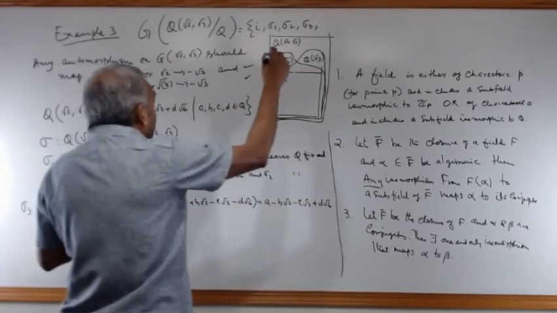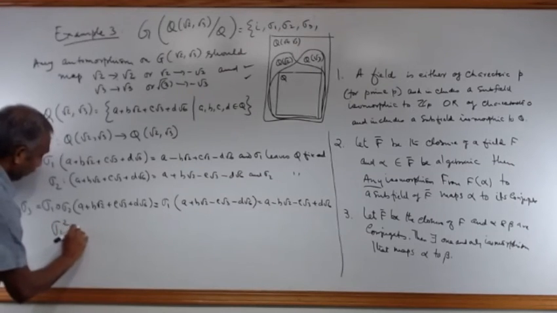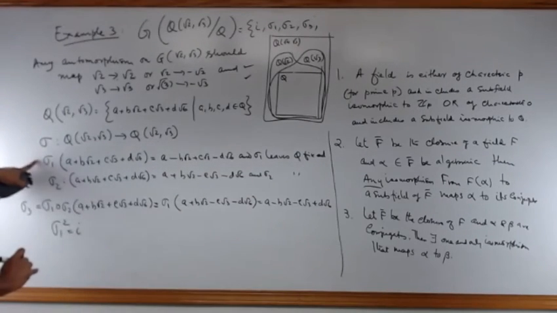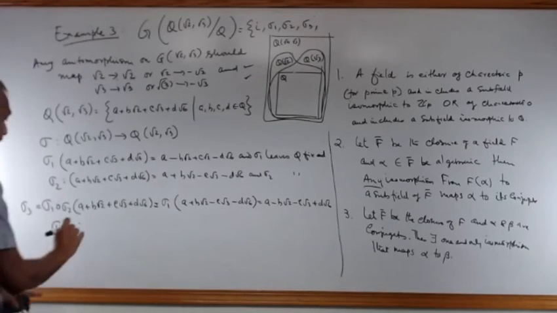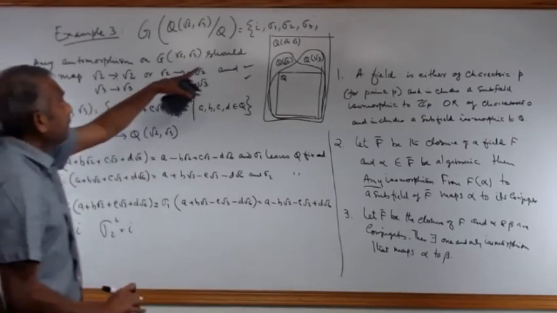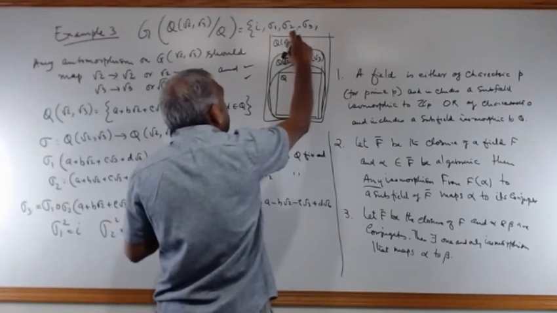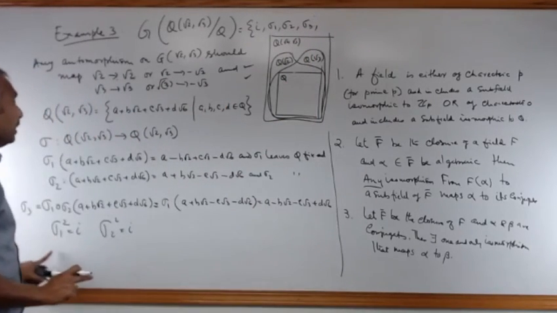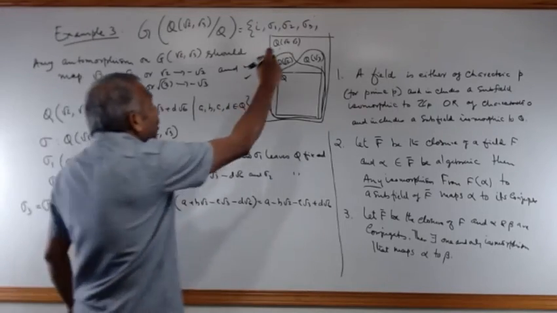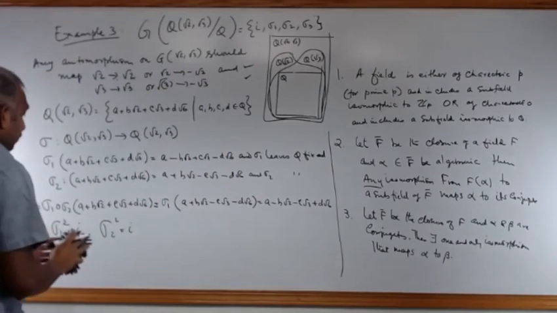But see, sigma 1 square is equal to I. We already proved this one. The order of sigma 1 is 2, and the order of sigma 2 also is 2. So if you take the combination with sigma 3, which already involves sigma 1 and sigma 2, this is not going to create another automorphism here. So these are the only automorphisms in that group.